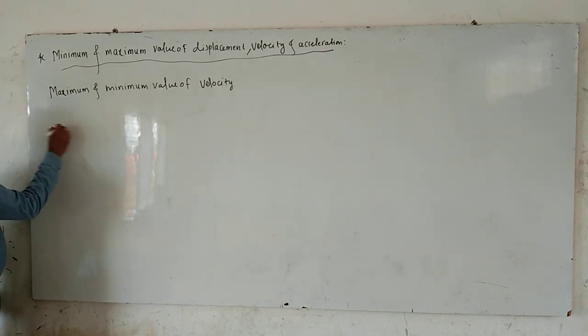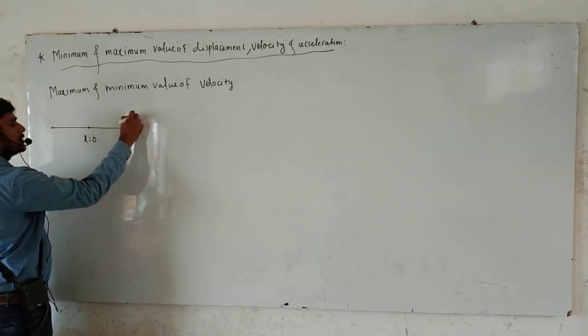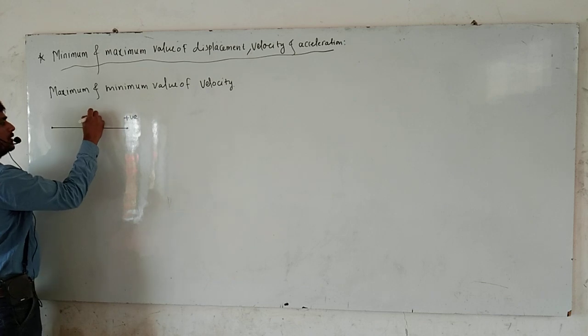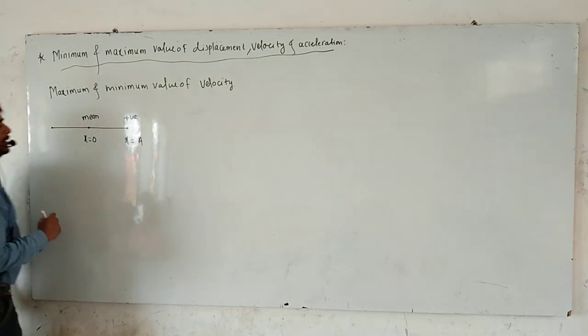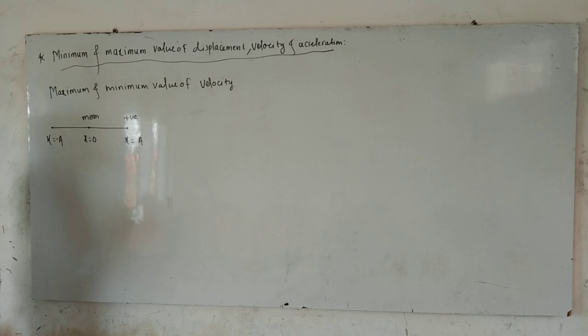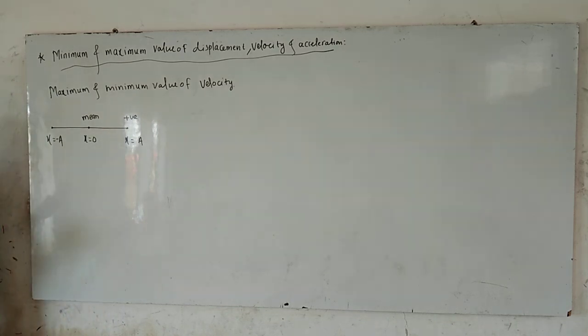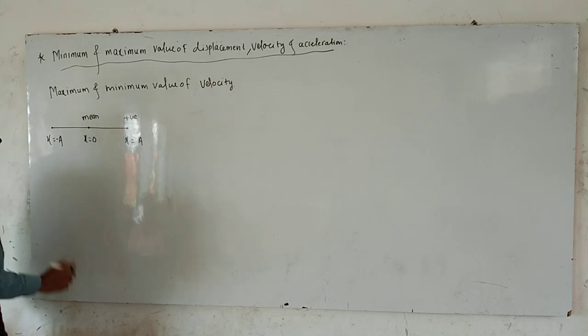We are quite aware of that. At the mean position, x will be equal to 0. At the positive extremity, x will be equal to plus a, and at the negative extremity, x will be equal to minus a. So that is our prerequisite, the information that we already found in the previous lecture, right?